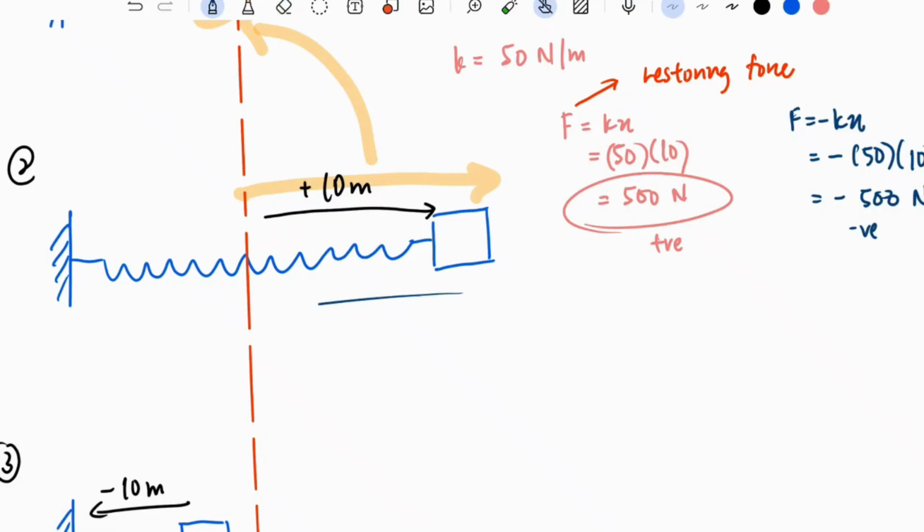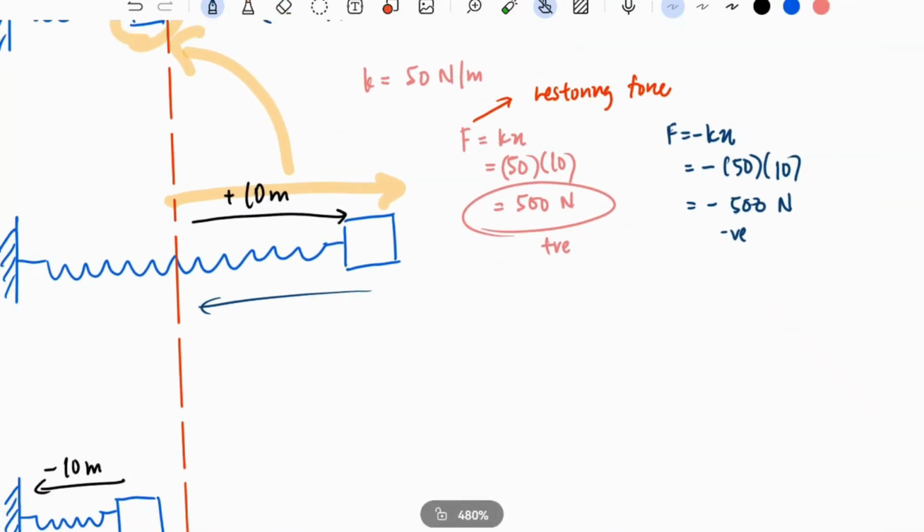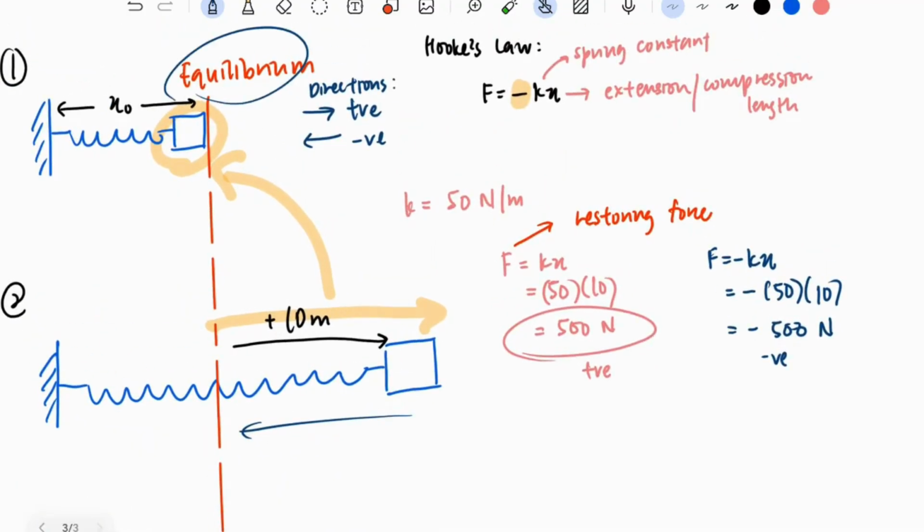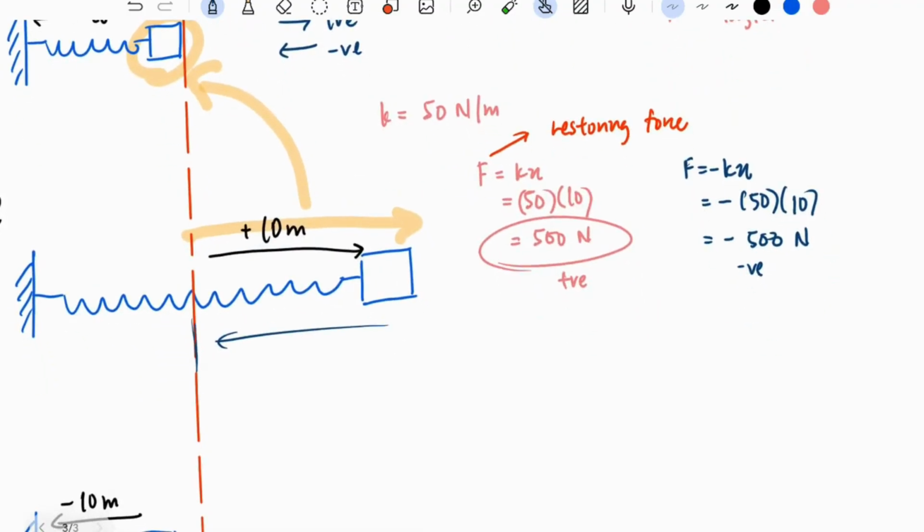Now, does this make sense? Yes, it makes sense, because the spring is trying to restore to its equilibrium position. Where is your equilibrium? Your equilibrium is here, which is this line. So, it makes sense to say that your spring force or your restoring force is to the left. So that is why the negative is very significant.